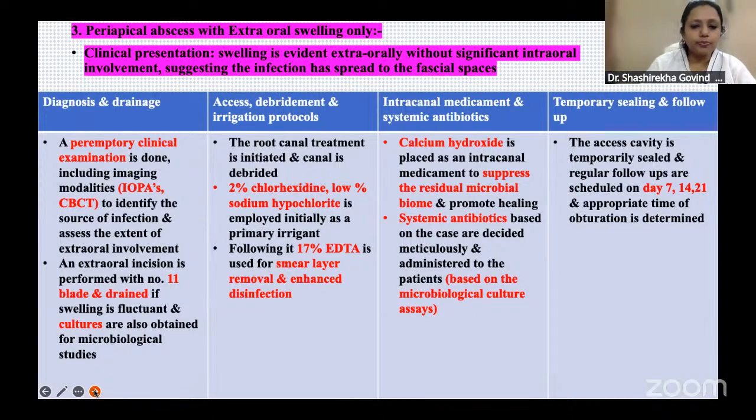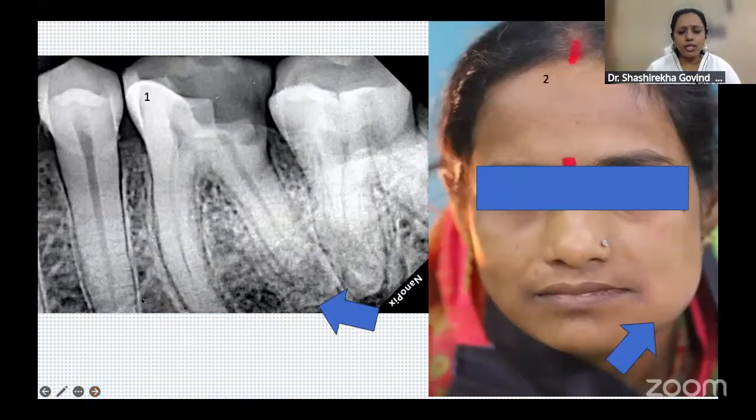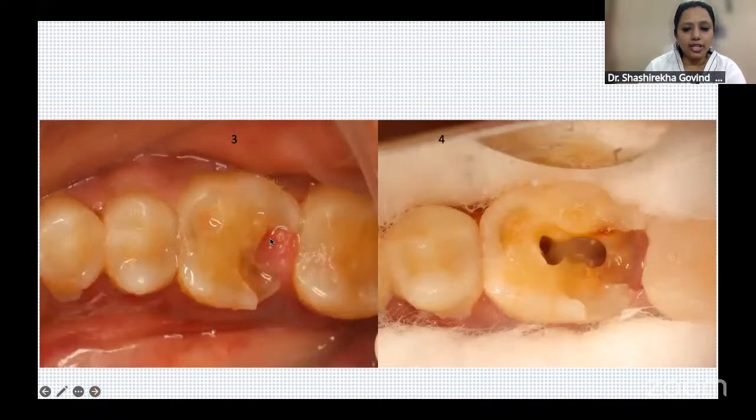So this is a case purely extraoral. So you can see here there is just a very faint periapical lesion. You can't appreciate it well, but she presented with a huge extraoral swelling with a lot of pain and tenderness on this particular tooth. As you can see here, it is a carious tooth.